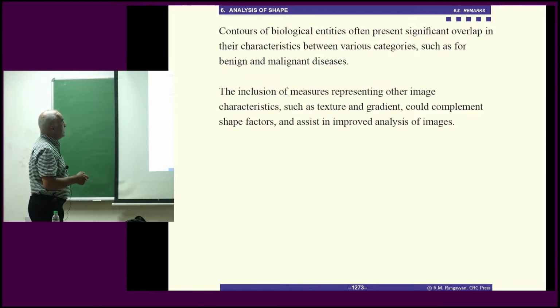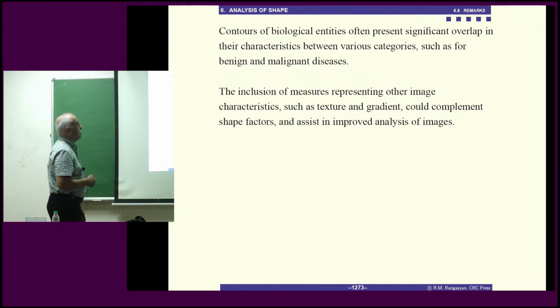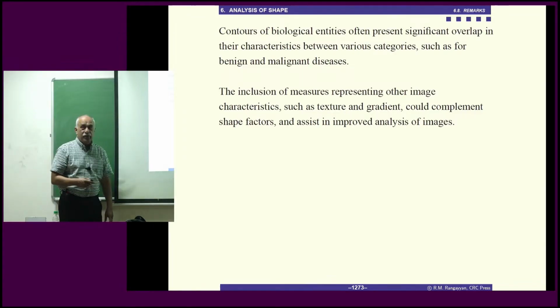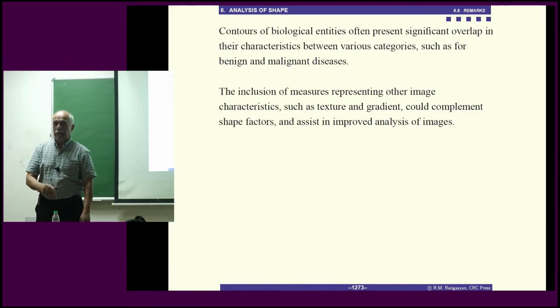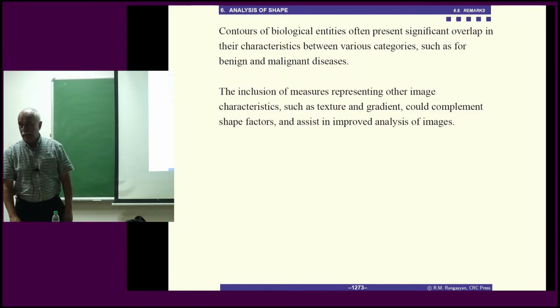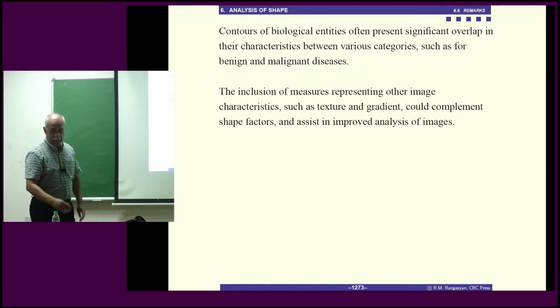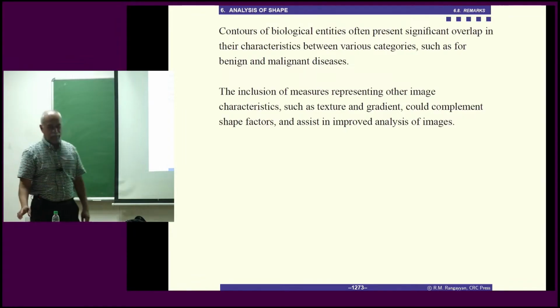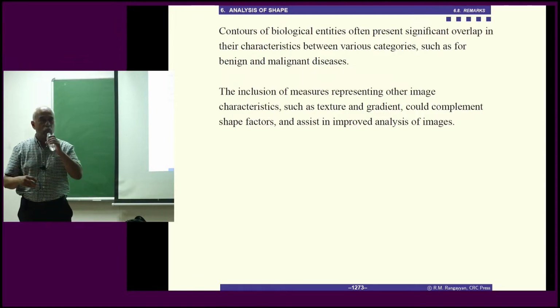What is important is we need to include other measures representing other image characteristics such as texture, gradient, and so on that should complement shape. Shape is only one aspect of this analysis. It is not the end of the story. Okay? That is the end of this chapter. It's a small chapter. Any questions on this shape analysis?